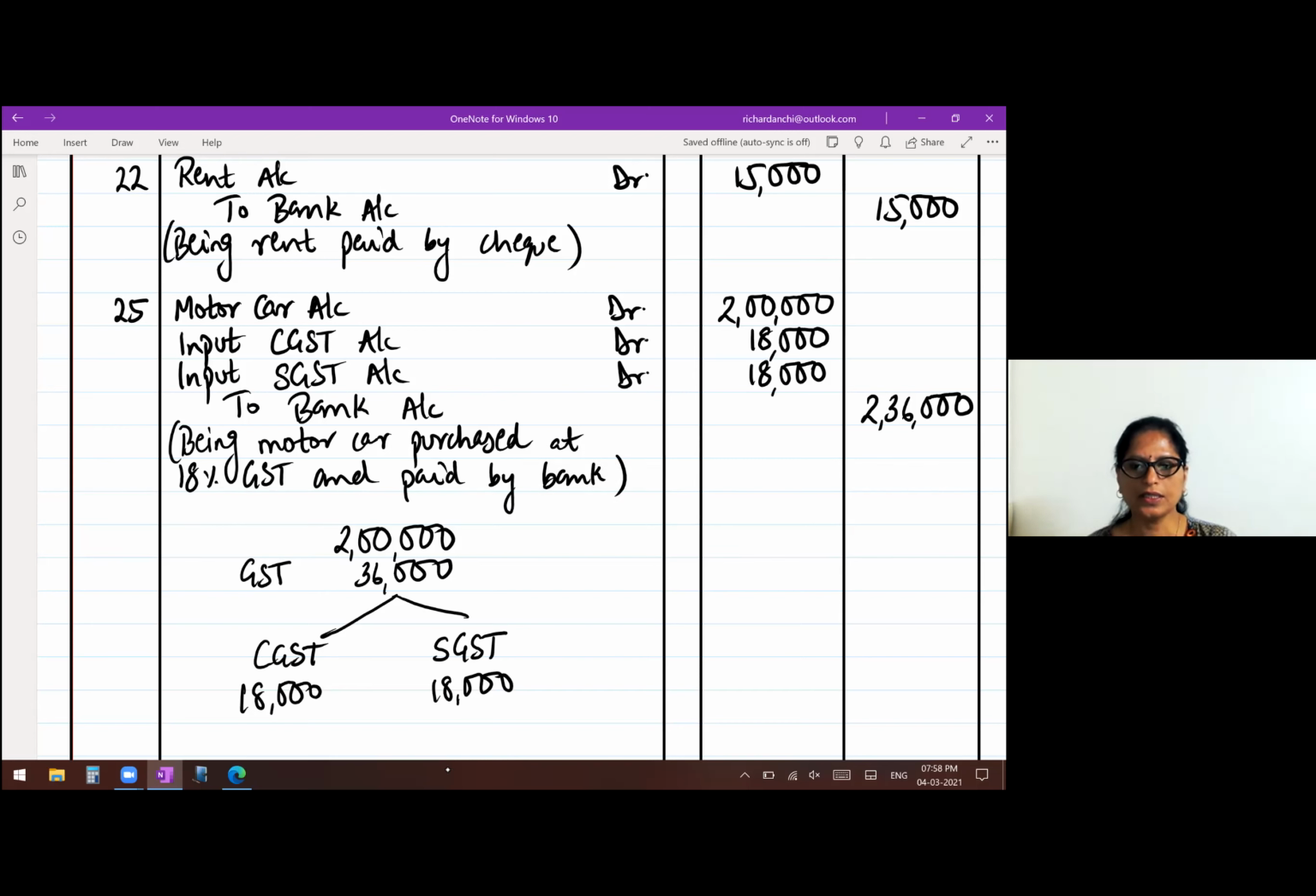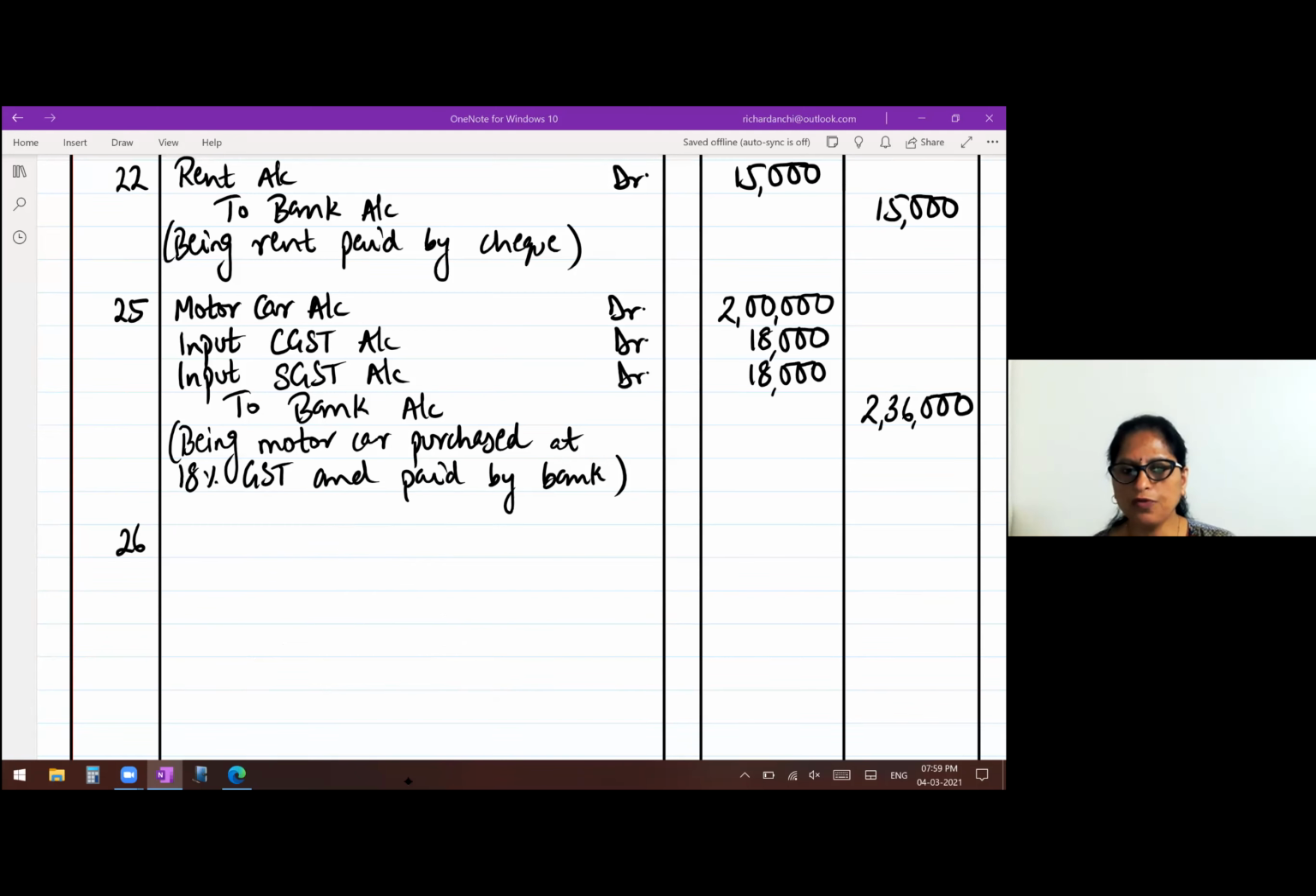Okay. 26th transaction, goods distributed as free sample. So children, goods are distributed as free sample for the purpose of advertisement. We have done this in the class. So if they are for advertisement, advertisement becomes an expense of the business. It is a nominal account. So according to the rule of nominal account, it is to be debited, debit expenses and losses. So how will you write this entry?